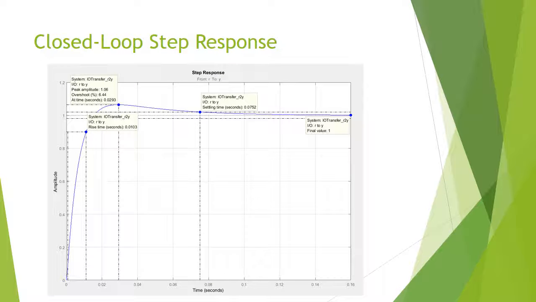This figure is also from MATLAB and shows the closed loop step response of the system after using the PID compensator for adjustments. The rise time was 0.01 seconds. The percent overshoot was only 6.44%. The settling time was 0.075 seconds. And since 1 minus the final value gives steady state error, with the final value being 1, steady state error is 0.